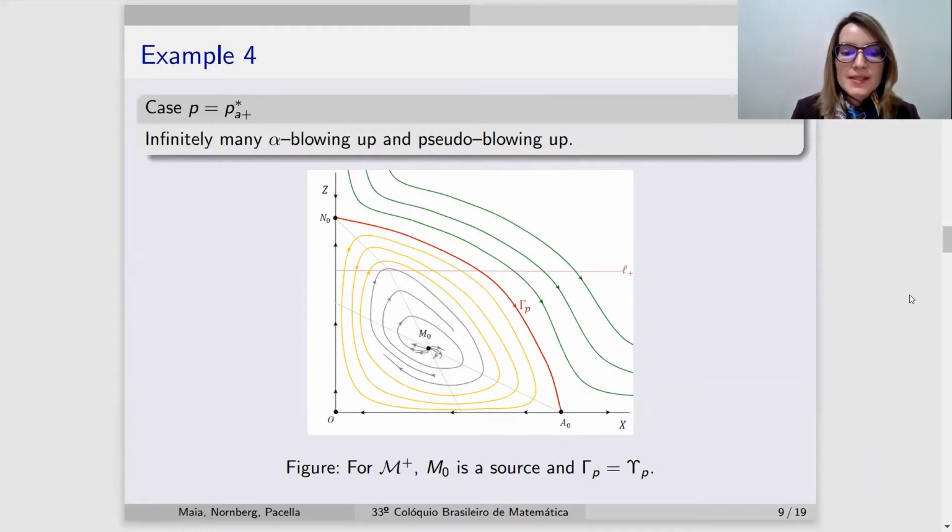We can also see singular solutions when we are on the critical exponent. In this case, for the critical exponent for M+, we are seeing that M0 is a source, so we have infinitely many singular solutions with alpha blowing up. But we also have this periodic orbit, because at this critical exponent we have M0 as a source, and the orbits issued from M0 need to go somewhere, and they converge to a periodic orbit.